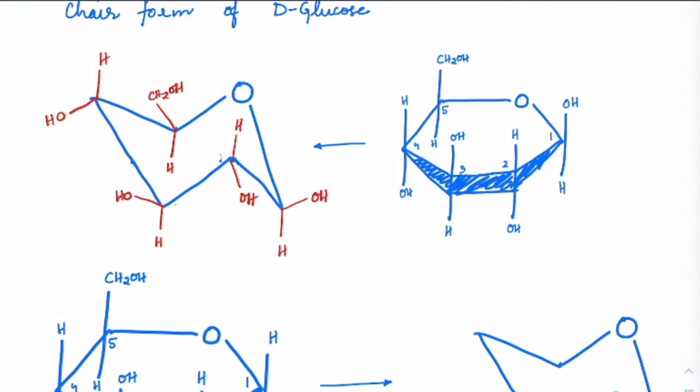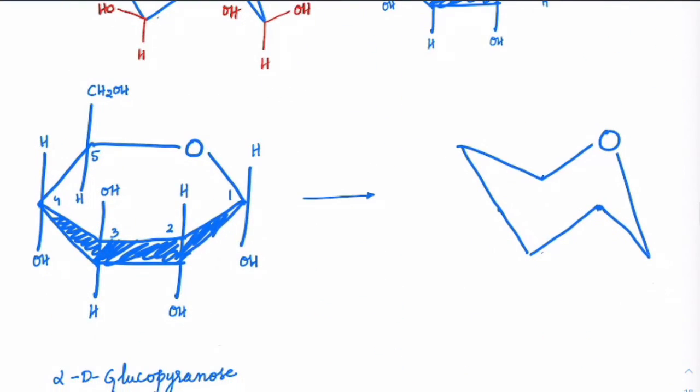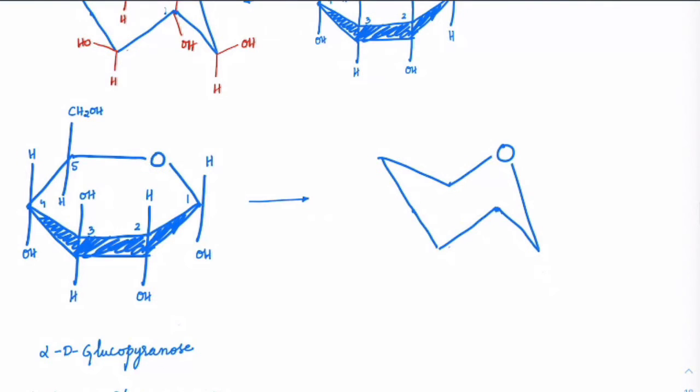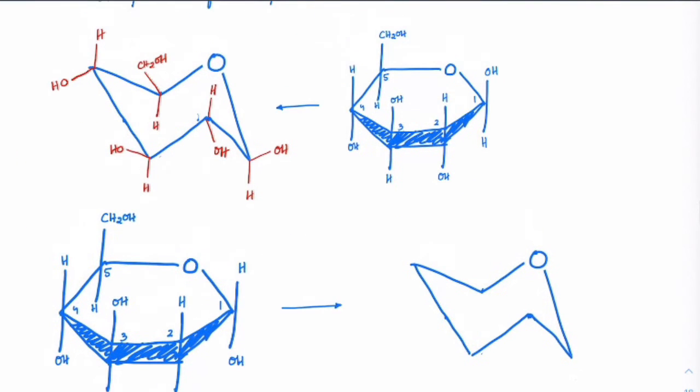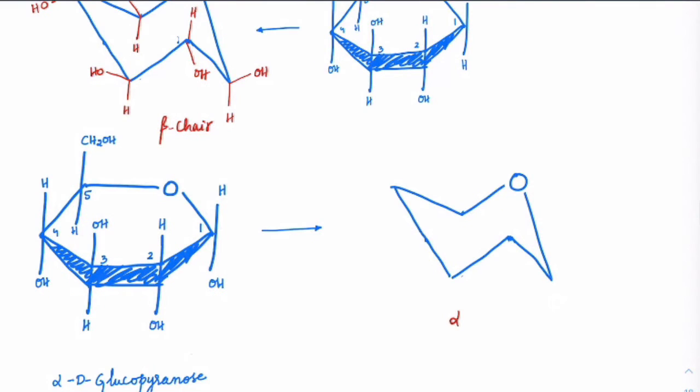Now in beta D glucopyranose, I want to emphasize one thing here. I think I have written alpha also. First, let me finish alpha as well, then we'll come to that point. So this is about writing the beta chair form. Now you can check out the alpha chair form.